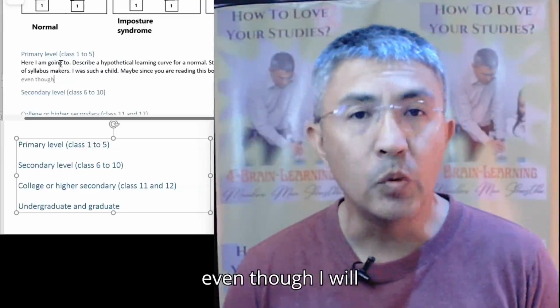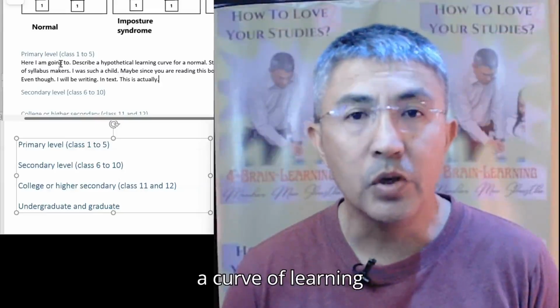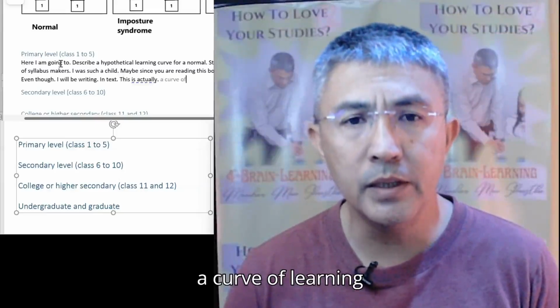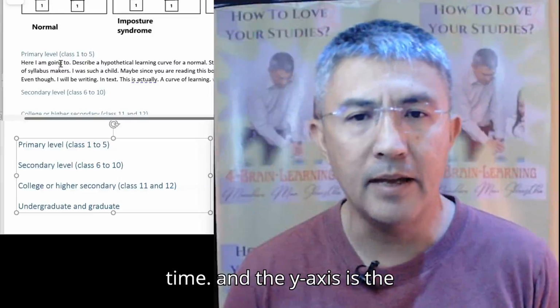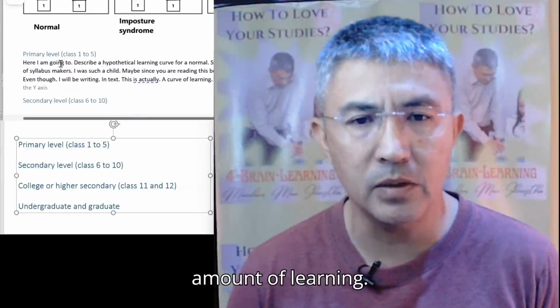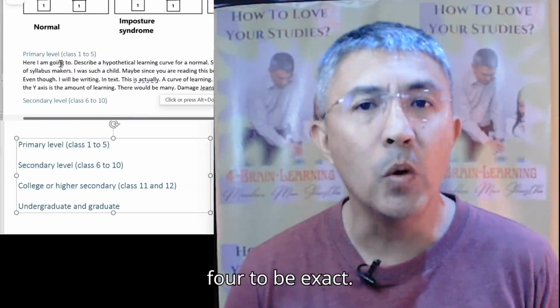Even though I will be writing in text, this is actually a curve of learning where the x-axis is time and the y-axis is the amount of learning. There would be many dimensions, four to be exact.